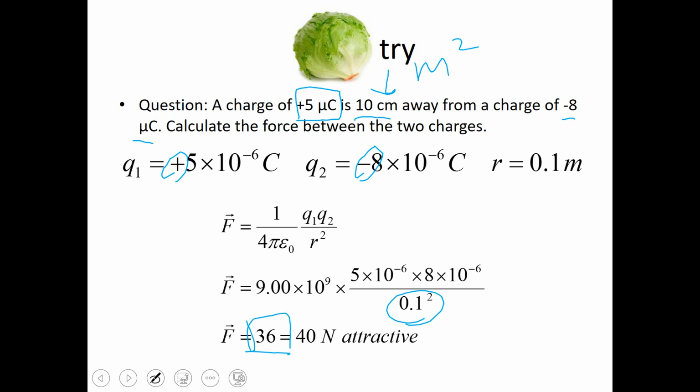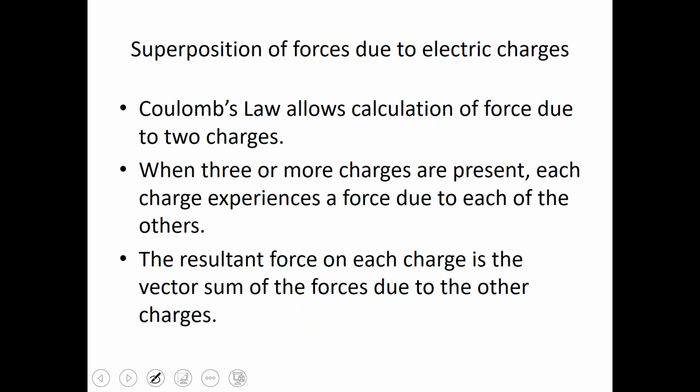Helpfully, I rated these slides from Darwin High. They've made their answer one significant figure in that they've rounded to 40 newtons. That's not the answer. Let's take 36 newtons attractive. Right, superposition.